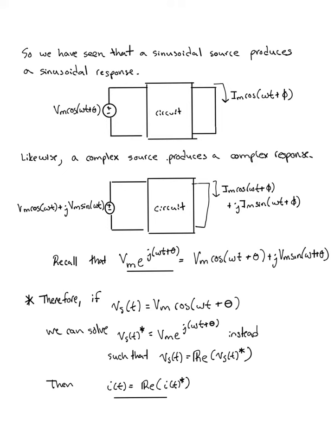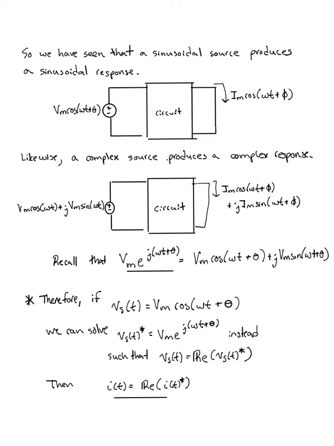The reason this is important is that we have this fantastic identity called Euler's identity, where we can relate this summation of two sinusoids times a complex number to what we call a complex exponential. So Vm cosine(omega t plus theta) plus j times Vm sine(omega t plus theta) is equivalent to Vm times e raised to the j times the quantity omega t plus theta. This is desirable because solving the differential equations represented by circuits that include capacitors and inductors is much easier with exponentials.